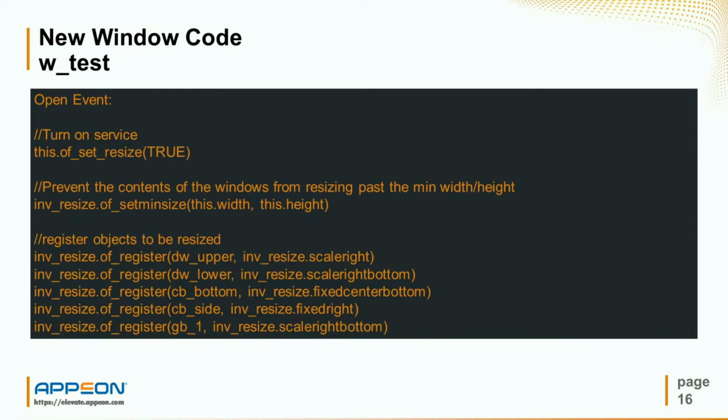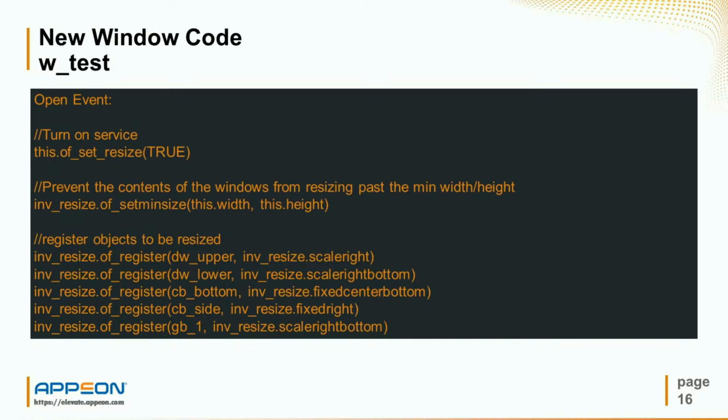Okay, next is the code to use the service in your descendant window. I usually like to do it in the open event. So we'll call the ofsetResize and set it to true. And then after that, we're going to do the ofsetMinSize to the current width and height. You can play around with that a little bit if you want. Basically what that does is it says when you're resizing down, don't resize if it gets smaller than whatever size you set there. And then we're going to register the objects that we want to resize.